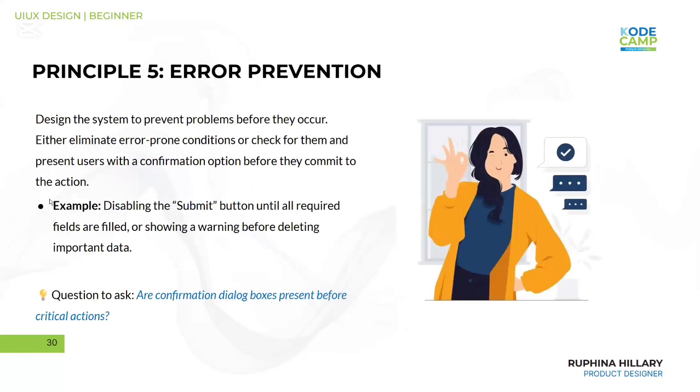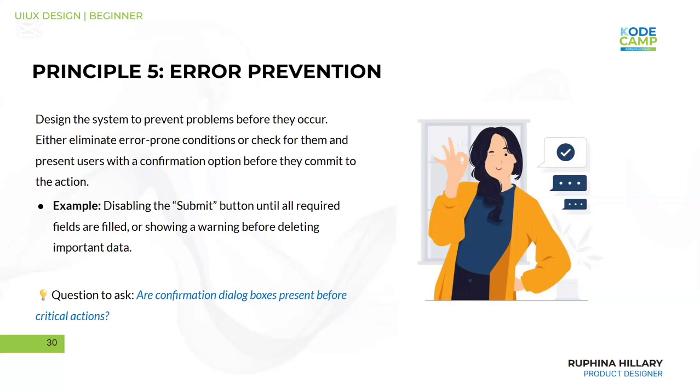So now principle 5, error prevention. This principle asks us to design the system to prevent problems before they even occur. So either eliminate error prone conditions or check for them and present users with confirmation options before they commit to the action. This whole principle is about preventing errors even before they happen. If we know that something is bound to happen if we keep it a certain way, and we do not want that to happen, remove it from there.